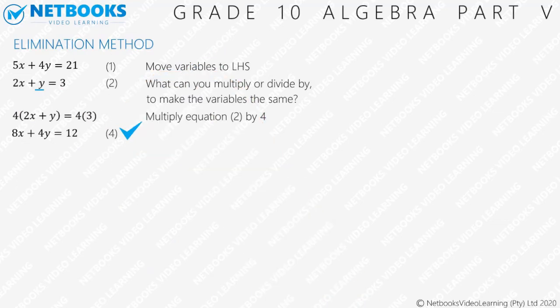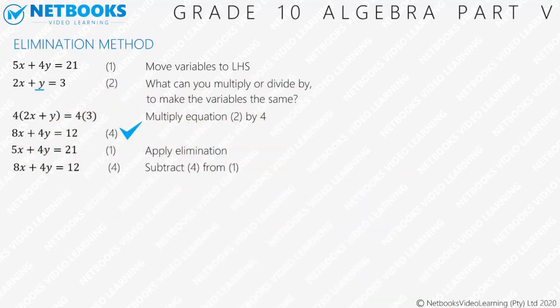Time to apply elimination, we write out equation 1. And begin to subtract equation 4 from equation 1. This gives us 5x minus 8x, which is negative 3x. 4y minus 4y is 0. Objective achieved. And lastly, 21 minus 12 is 9. The result is negative 3x equals 9. This earns us a mark.